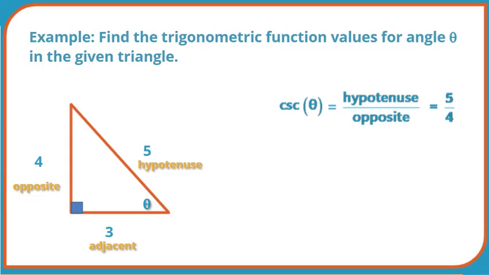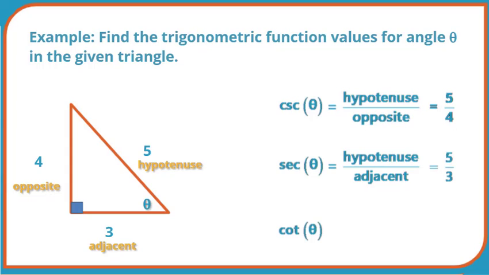Secant of theta is equal to hypotenuse over adjacent, or 5/3. And cotangent of theta is equal to adjacent over opposite, or 3/4.